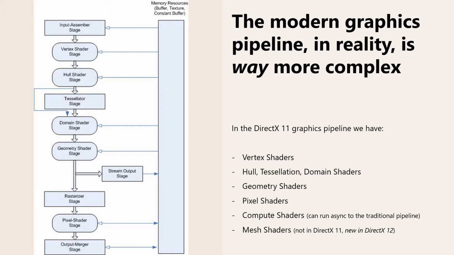Up until this point, I've been lying to you a little bit. In reality, the modern graphics pipeline is way more complex, and the pipeline differs a little bit on tiled renderers, which you often find on mobile devices. For instance, in DirectX 11, graphics pipelines not only have vertex and fragment shaders, they have whole tessellation domain shaders, geometry shaders, compute shaders, which can run asynchronously to this pipeline. And then new in DirectX 12, we have things such as mesh shaders.